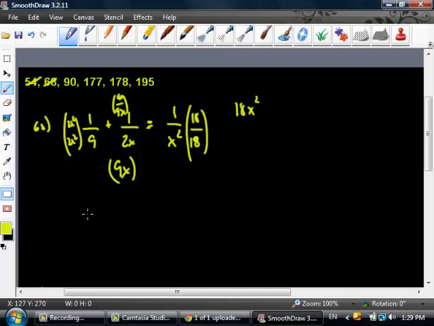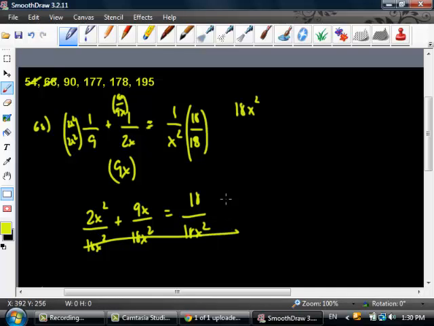So what I end up with is 2x squared over 18x squared plus 9x over 18x squared equals 18 over 18x squared. Now I have all common denominators and I'm solving an equation. Those can go away. 2x squared plus 9x equals 18. I'm going to go ahead and subtract 18 from both sides.